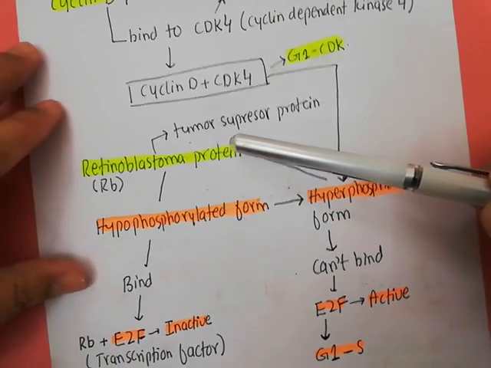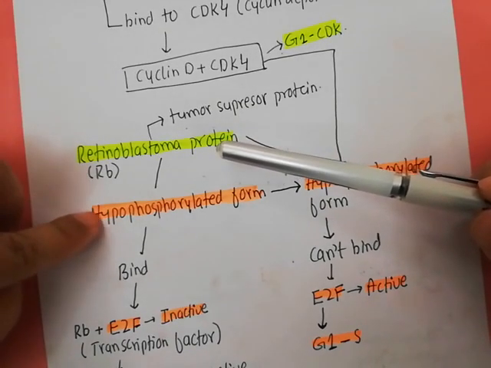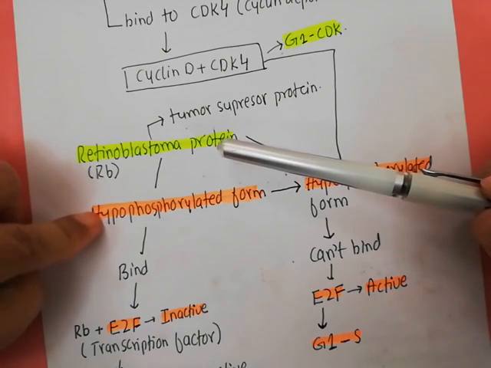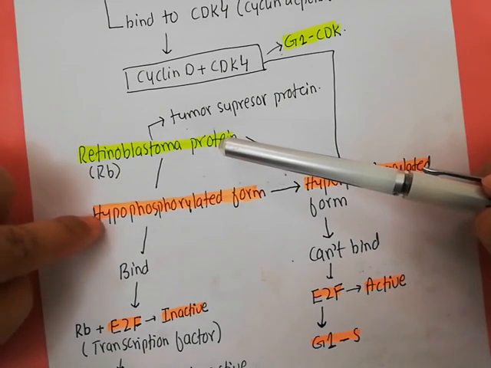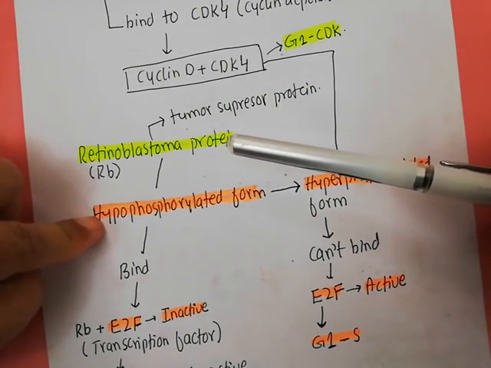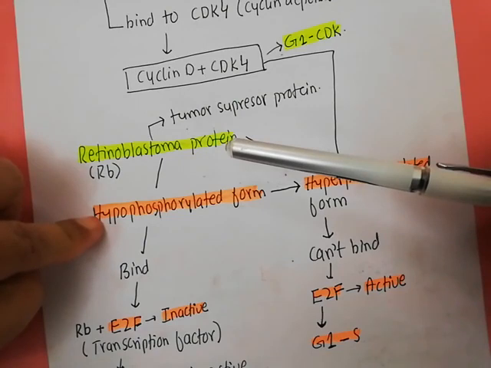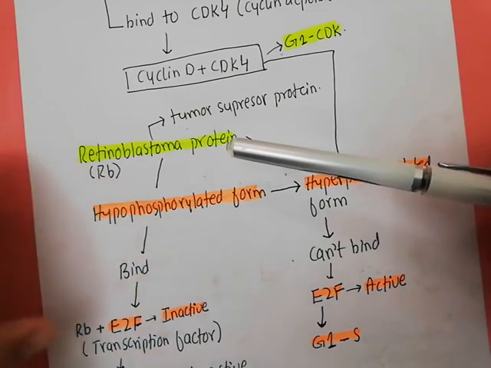Now, initially, this retinoblastoma protein is in the hypophosphorylated form. By that I mean that the retinoblastoma protein is in the phosphorylated form, but in the hypophosphorylated form. Some of its amino acids are phosphorylated, but not all of the required amino acids are phosphorylated. So we call it the hypophosphorylated form, a less phosphorylated form.